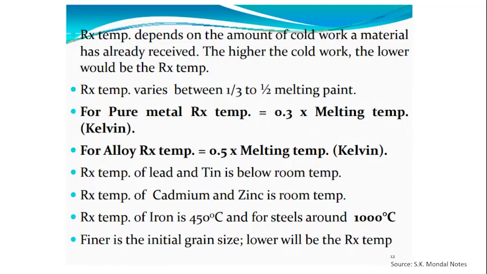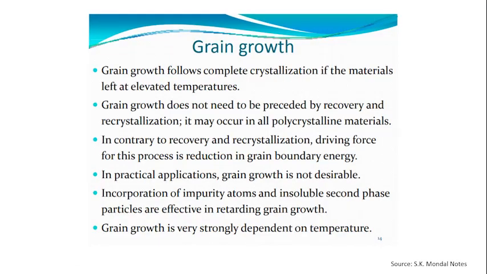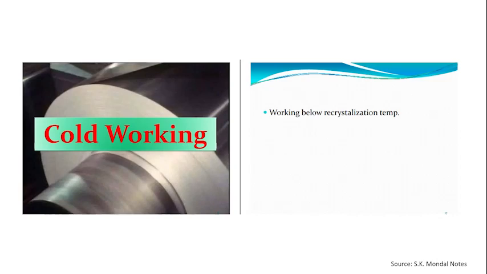Then these things I'm leaving to you. You should know the main points: for a pure metal, your recrystallization temperature will be 0.3 times the melting temperature, and for an alloy it will be 0.5 times the melting temperature. Then the grain growth, these things I assume you know. Let's start with cold working. So cold working is what? Working below the recrystallization temperature.